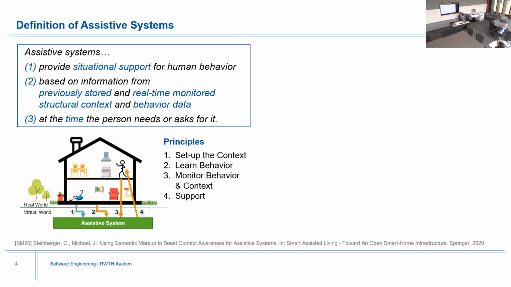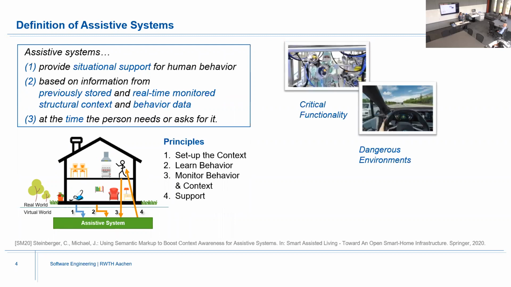And if you want to set up such an assistive system, the basic principles are that you have to set up the context information, because you need to have already a certain amount of context information in your system. You have either learned the behavior by observing a person or by using process models where you can know what the important behavior is. Then during runtime, you have to monitor the behavior and the context information to get updates. And then you provide support information. Basically, it's mostly step-by-step support information, which you can then give to the users.